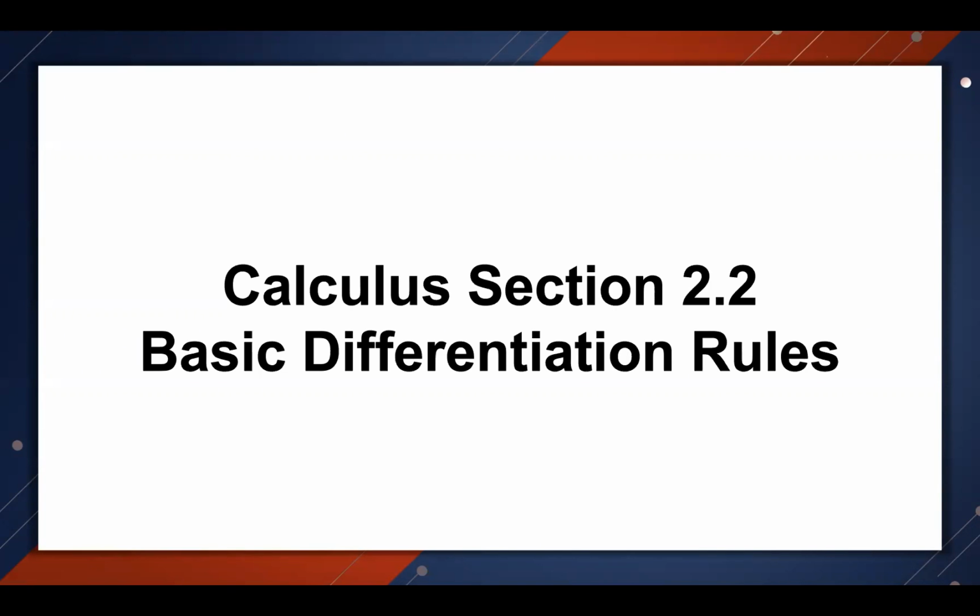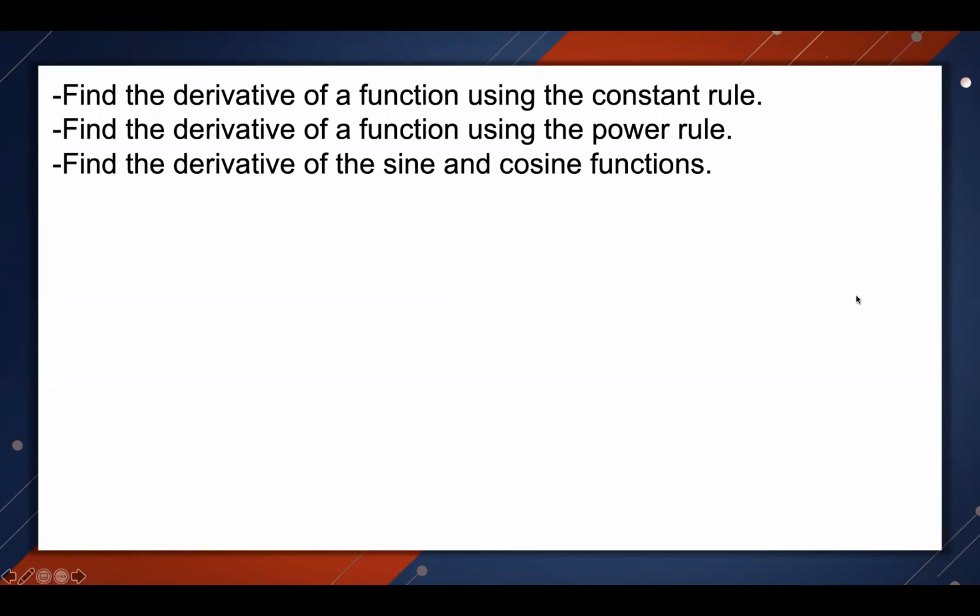So for this section, we will learn Chapter 2, Section 2, Basic Differentiation Rules. Here are the 3 goals in this section. First, find the derivative of a function using the constant rule. Second, find the derivative of a function using the power rule. Third, find the derivative of sine and cosine functions. So we need to use the 3 basic rules in differentiation: constant rule, power rule, and trigonometric rule.